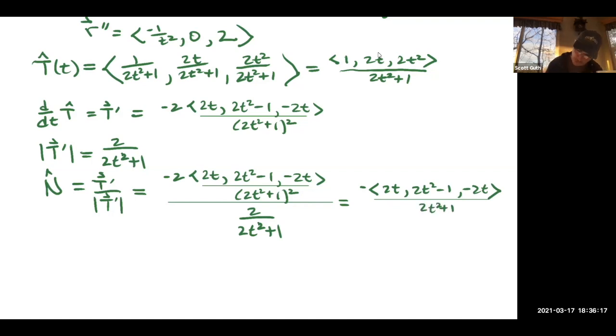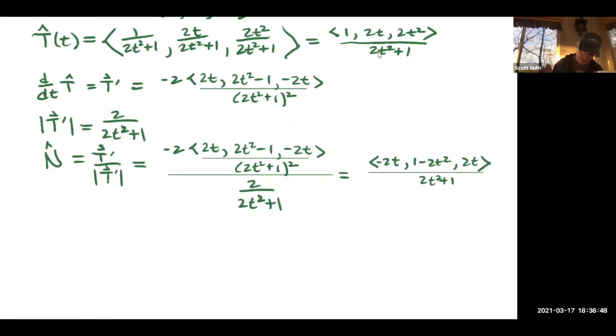Okay, and so I'm going to go ahead and run that negative through. So I'll get a negative 2t and then a 1 minus 2t squared, and then a positive 2t. And I think that'll be easier to deal with in that form. Okay, any questions? So unit normal is done. You can distribute that through if you like, but you know, it's not necessary.